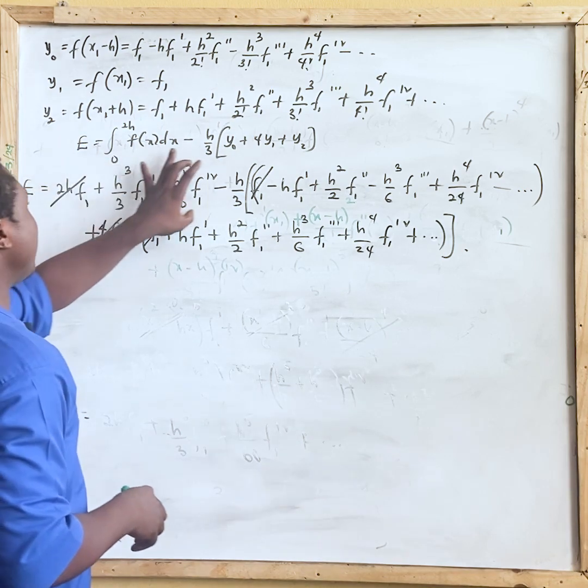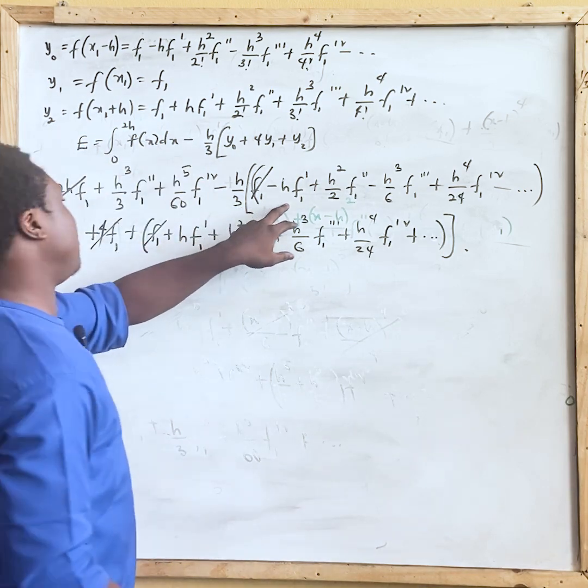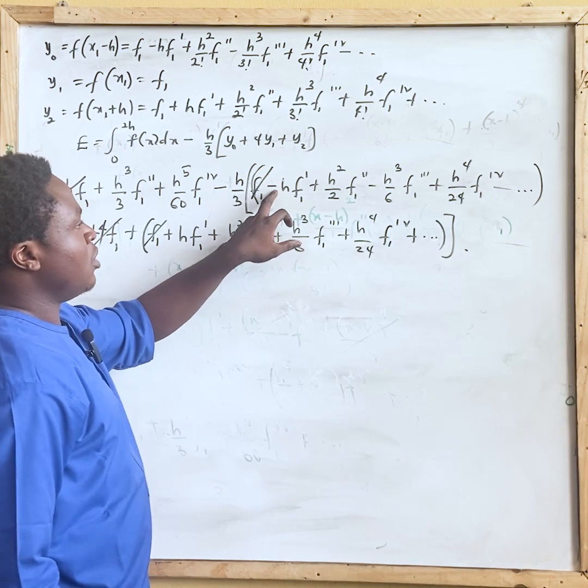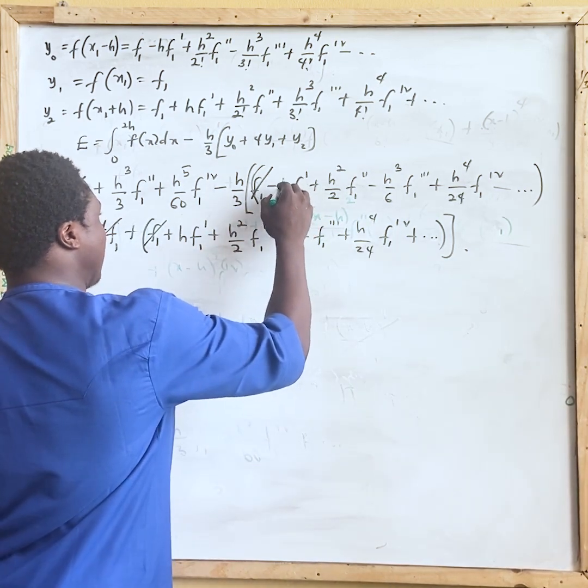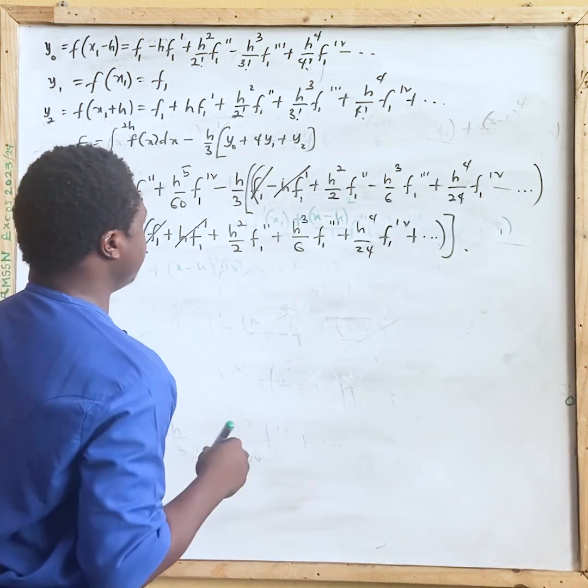I want to move on to f1 prime. Here there is no f1 prime. Fine. Here there is f1 prime and it's carrying minus. And here I have plus. So that means that these two can go away also. For f1 prime, I have these two to be 0.